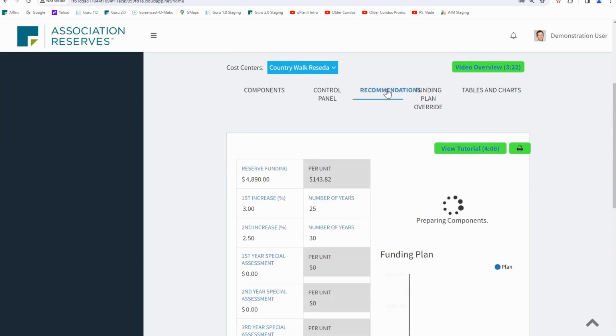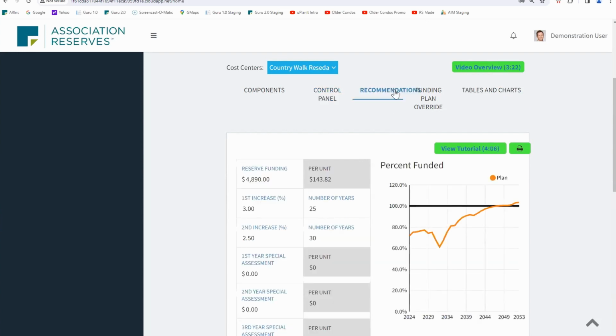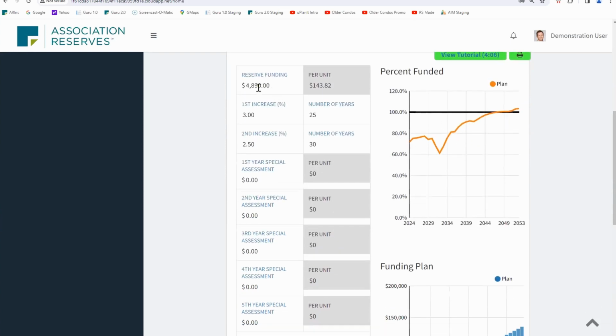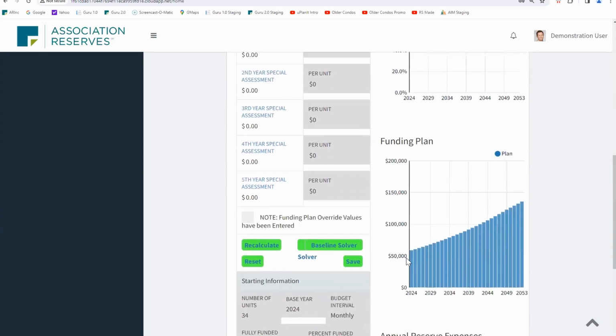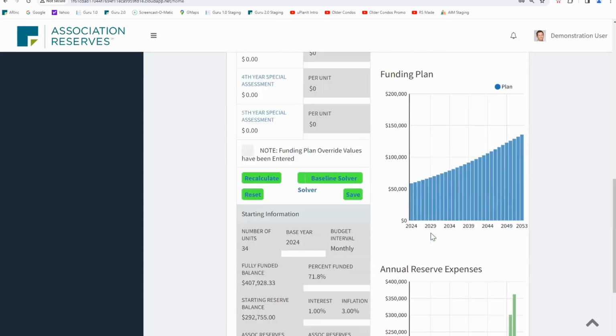Yeah, let's do that. Okay, let's start with the control panel, how much money they have. They have a little bit under $300,000 to start with, and default with 1% interest, 3% inflation. And we go to the recommendations page and start to look at what their plan is. Just under $4,900 a month with a 3% gradual increase in their funding every year. And you can see that pretty much no expenses in the first year, but the expenses start to mount in the 5, 6, 7, 8 year range. And that's what they're up against.